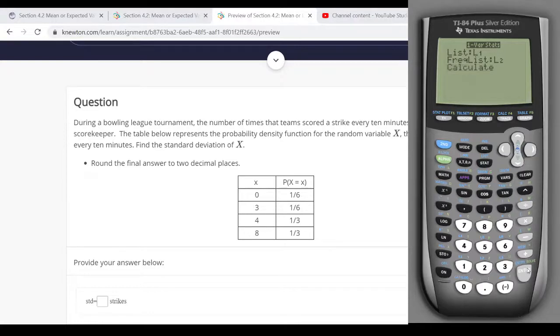list is there, calculate. And you see the mean value, the expected value is 4.5. The standard deviation of the variable would be 2.81 if we're rounding to 2 decimal places, right? So back here, 2.81. This is for a scorekeeper in a bowling league, you can read the problem, but the standard deviation, 2.81.